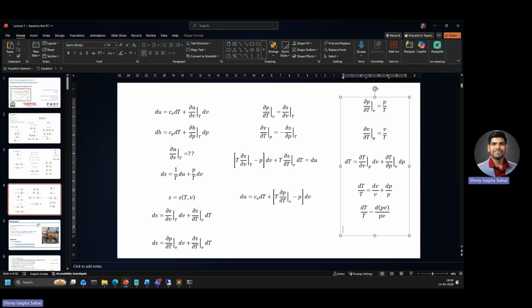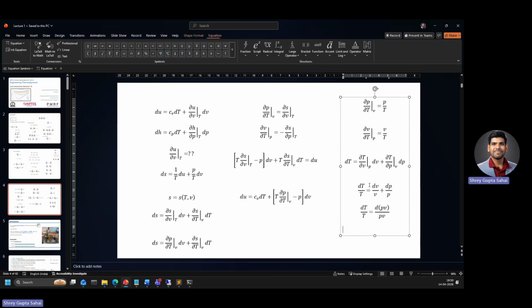And now if you integrate this, you basically get PV equals to KT. This is the important thing. So first of all, for U to be only a function of T, PV equals to KT is required.